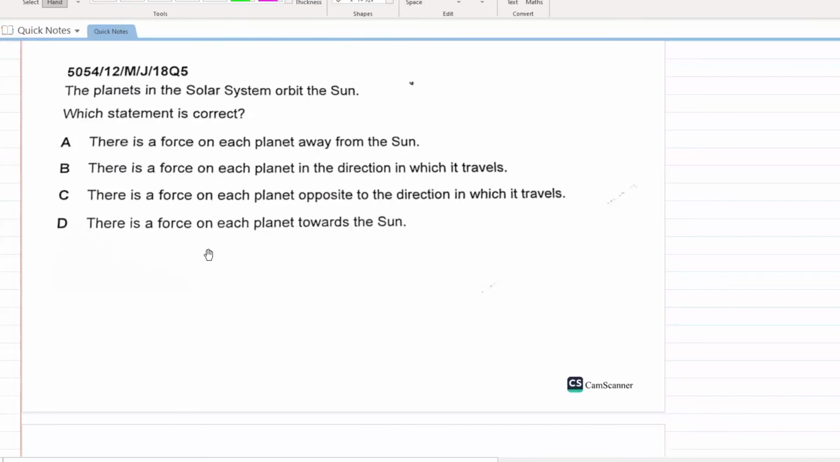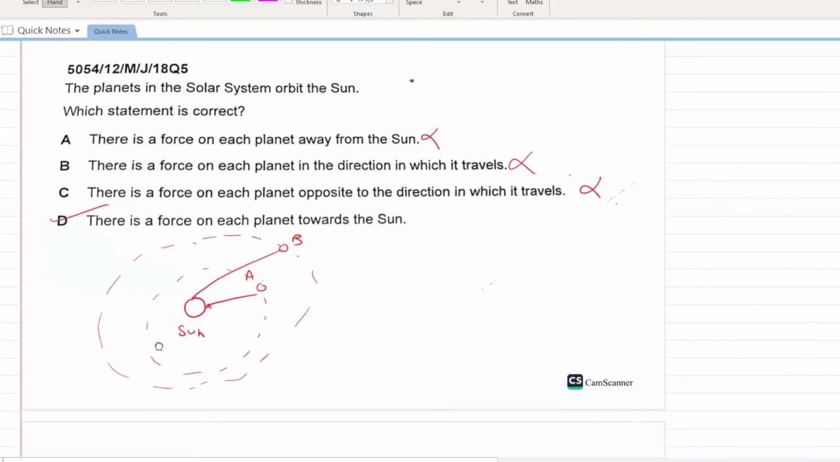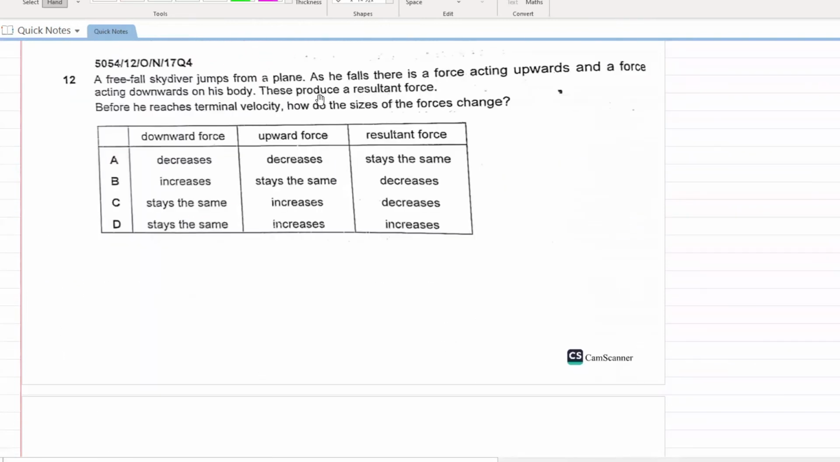The planets in the solar system orbit around the sun. Which statement is correct? There is a force on each planet away from the sun? No. There is a force on each planet in the direction in which it travels? No. There is a force on each planet opposite to the direction in which it travels? No. There is a force on each planet towards the sun? Yes. Whenever you are traveling in a circle, let's say this is planet A, and this is planet B, all will have a force acting towards the center like this. So always remember, in a circular motion, the force acts towards the center.